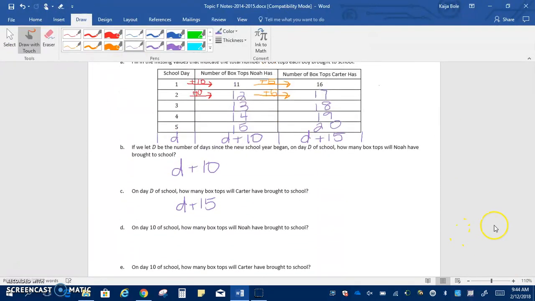D says, on day 10 of school, how many box tops will Noah have brought to school? So first we need to make sure we use Noah's expression, which is D plus 10. And we know it's day 10, so that means we're plugging in 10 for D plus 10, and this equals 20, so it would be 20 box tops.